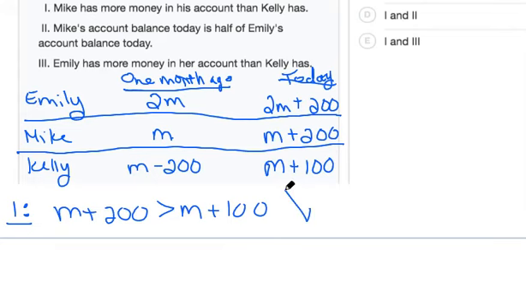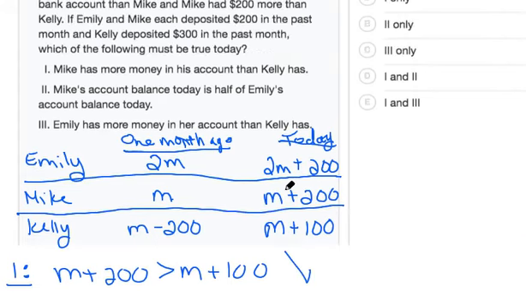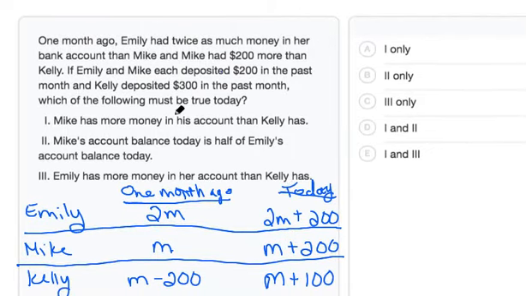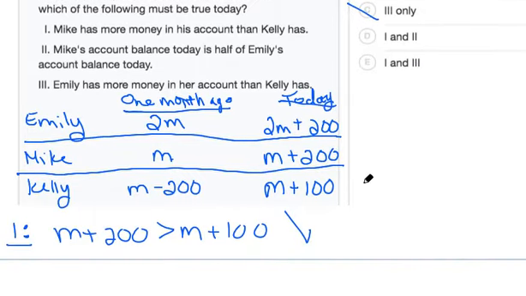So this must be true, meaning that we can actually scroll up and eliminate any of the answer choices without statement 1, because statement 1 must be true. So we can eliminate choice B and C. Now we still leave choice A, D, and E because they all have statement 1 being true. So let's go ahead and move on and consider statement 2.